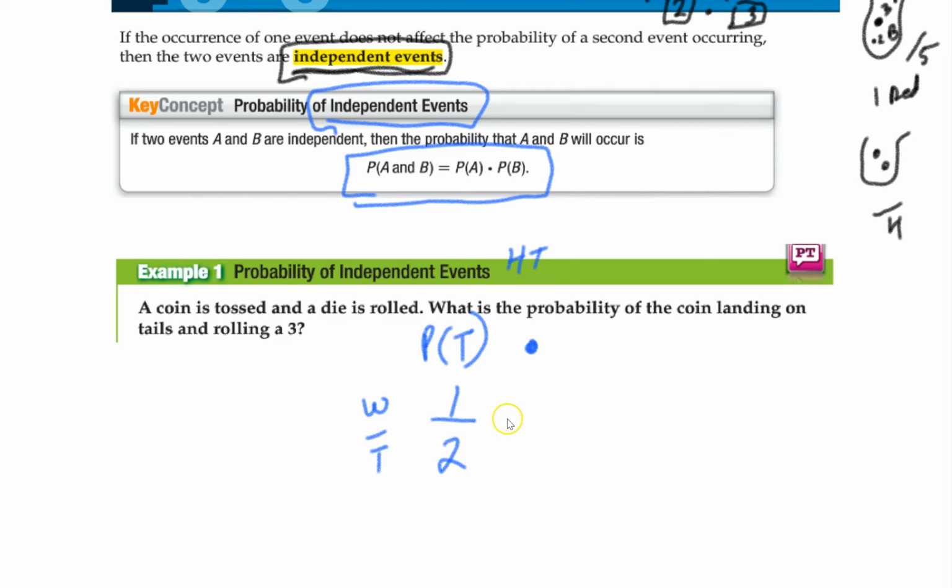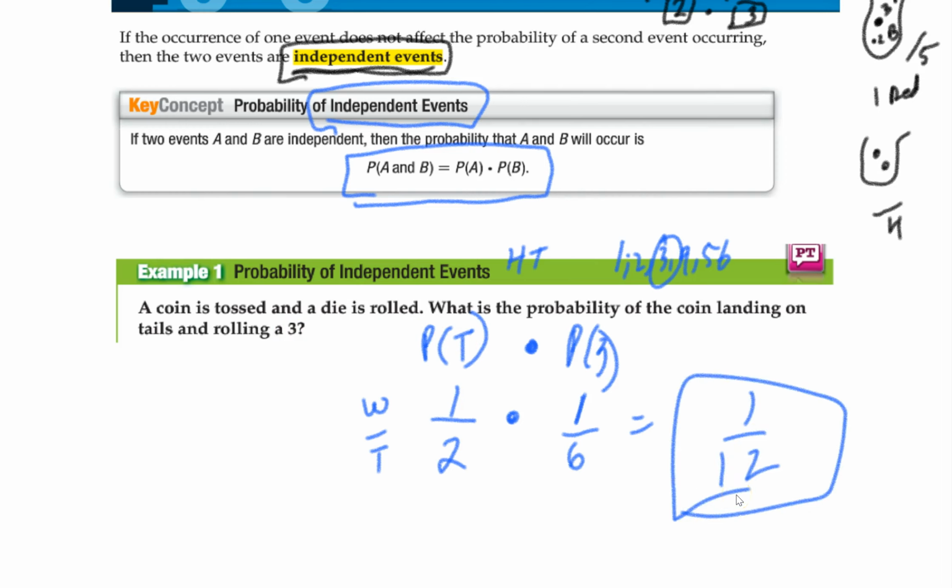And we're going to multiply that by the odds of rolling a 3. Remember, when we roll a die, there's 1, 2, 3, 4, 5, 6 choices. And we want the 3. So there's only a 1 out of 6 chance of getting that. So if I flip a coin and roll a die, the odds of getting a tails and rolling a 3 is 1 out of 12.